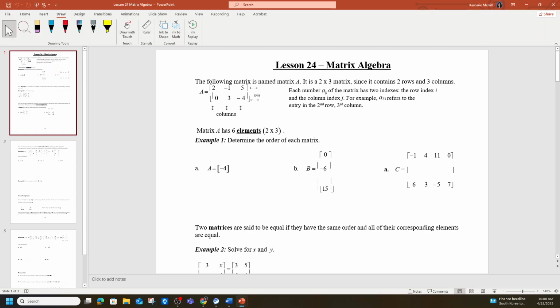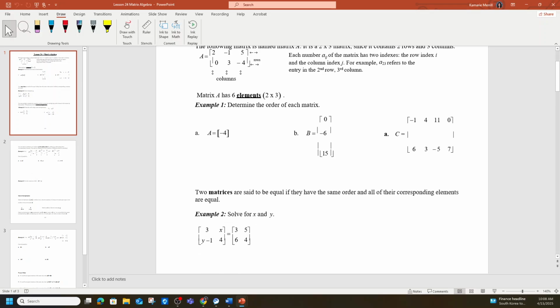All right, there are 6 elements in a 2 by 3. And because this is a row and a column, when we're doing multiplication and whatnot, the number matters. We'll get back to that in 1 second. But this matrix has 6 different elements. All right, and it's called the order.